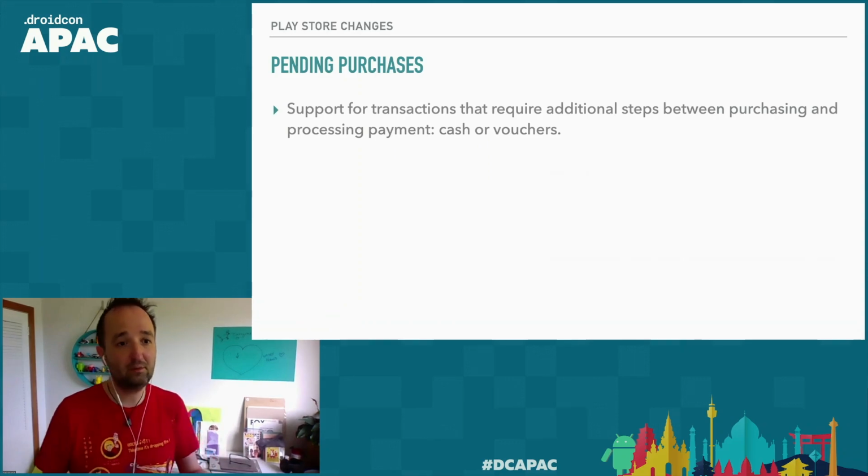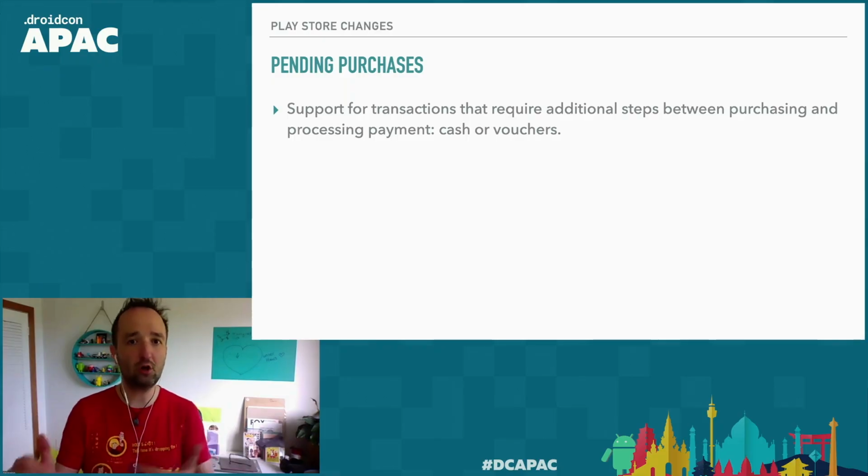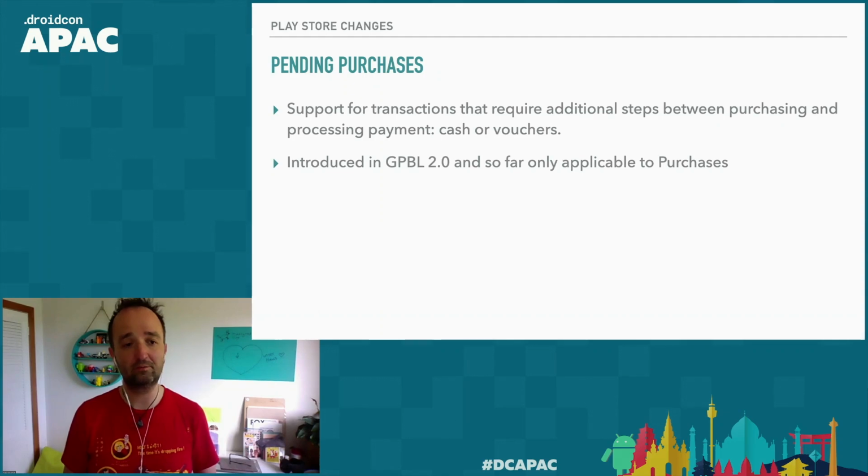Pending purchases, we briefly talked about as well. And that is the support for transactions that require some additional steps in between the purchase act and processing the payment. And usually that would be a cash scenario or a voucher scenario. So you could think of someone going into a shop and buying some sort of a voucher that they have to punch in somewhere, and then they get access to your feature. That is also introduced in Google Play Billing Library 2.0.